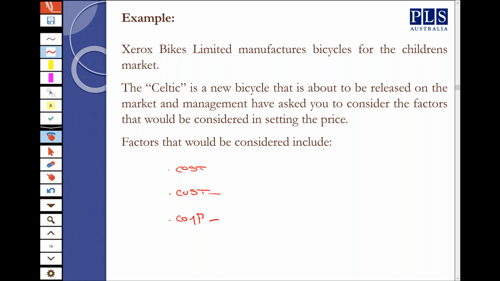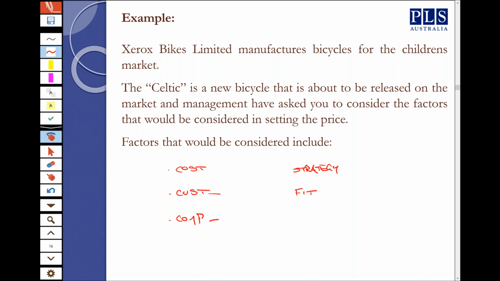So 1, what are your costs? 2, what do you think the customer will pay? 3, does the competitor have something equivalent? From there, you might also give thought to, well, what is your strategy for this bike? Are you wanting to be seen as a differentiation? Are you wanting to be seen as low cost? You might also need to give consideration, however, as to where the product fits within your range.